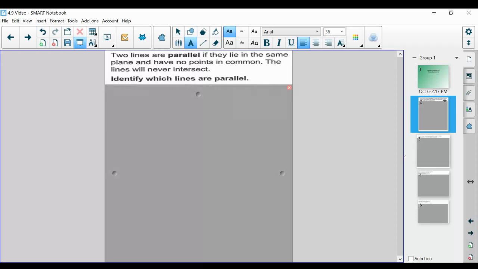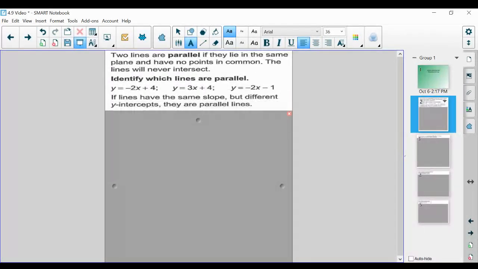What's important to know here is that we want to have the same slope. So if lines have the same slope, but they have different y-intercepts, then they are going to be parallel lines. So the main idea here is parallel lines have the same slope, but they have a different y-intercept. If they had the same y-intercept, then they'd be the exact same line. So we need to have different y-intercepts, but again, the same slope.